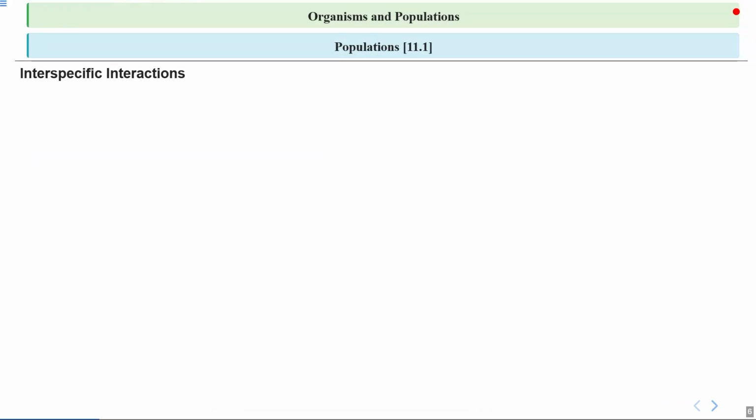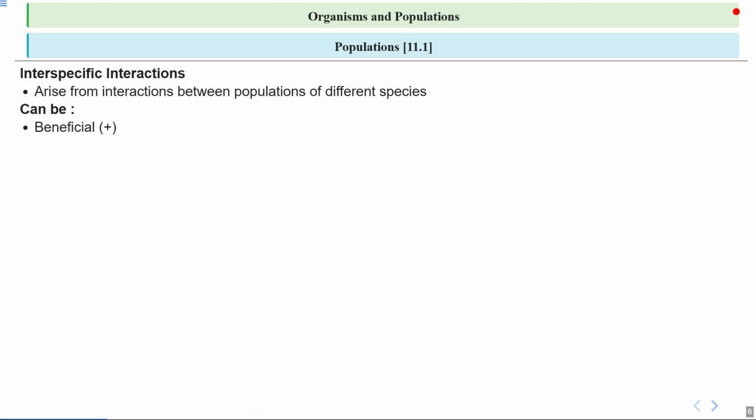Now let's talk about interspecific interaction, meaning interaction between species. Clear? These interactions arise from interaction between populations of different species. Now, these interactions can be beneficial, which is marked by the plus sign. In these cases, both species gain something positive from the relationship. For example, a mutualistic relationship.